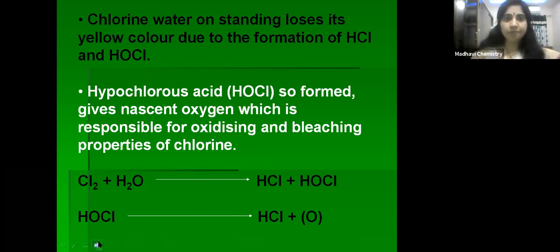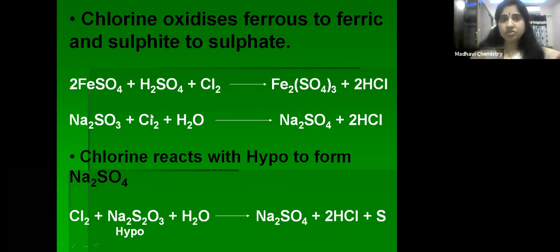Okay, now let us see the oxidizing character of chlorine. Just now we discussed that chlorine has oxidizing character. It oxidizes ferrous to ferric and sulfide to sulfate. See children here, ferrous sulfate. In ferrous sulfate, what is the oxidation state of iron? Plus 2 is the oxidation state. So when it combines with chlorine in presence of sulfuric acid, it gives ferric sulfate. In ferric sulfate, what is the oxidation state of iron? Plus 3. So plus 2 to plus 3, an increase in oxidation number.